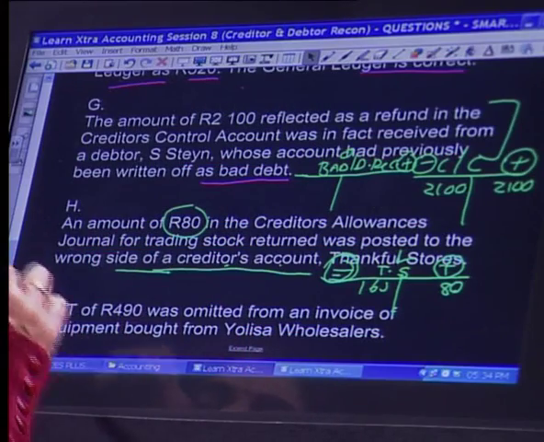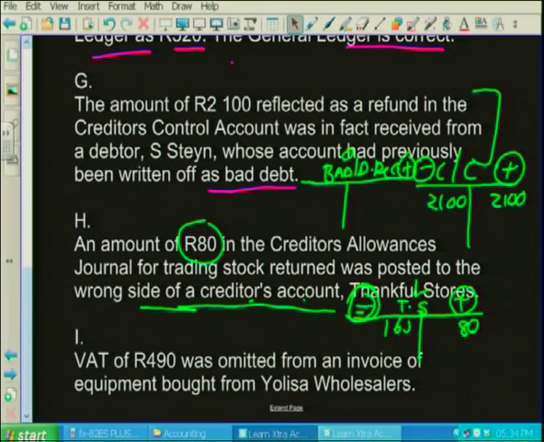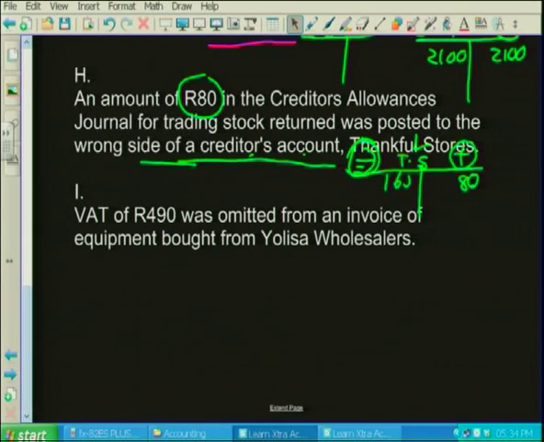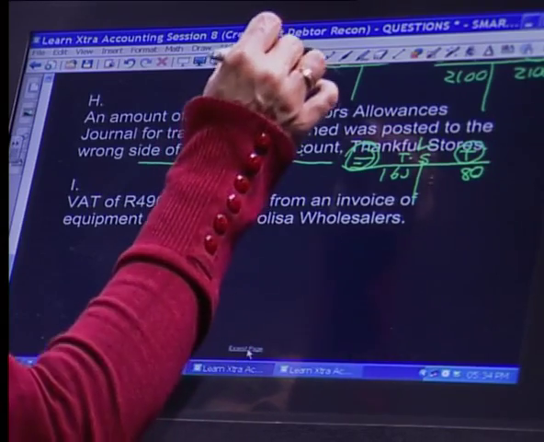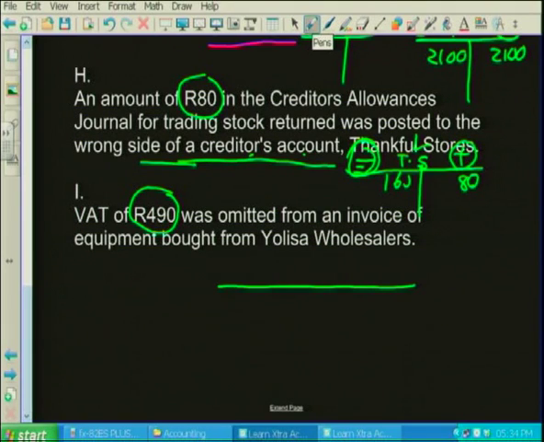Right guys, looking at the very last error for this question, error I, VAT of 490 Rand was omitted from an invoice of equipment bought from Yolisa Wholesalers. When we looked at the debtors reconciliation, we looked at when VAT was omitted from your debtors purchase. Now we've got VAT omitted from your purchase, as in when you purchased from your creditor. Yolisa Wholesalers, there's no calculation for us to do. The VAT amount is given to us. So again, a very quick T account.